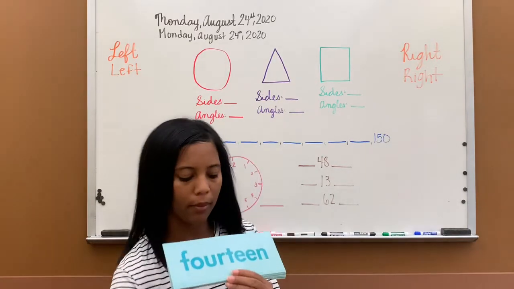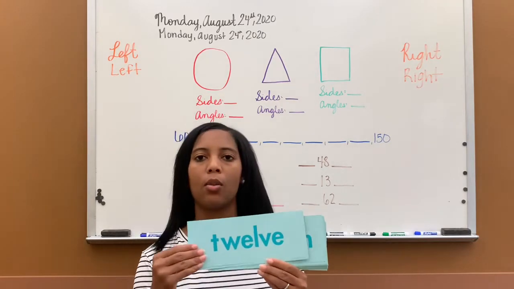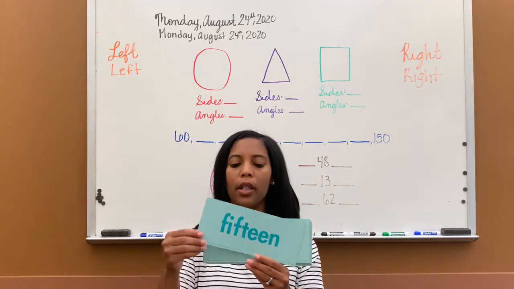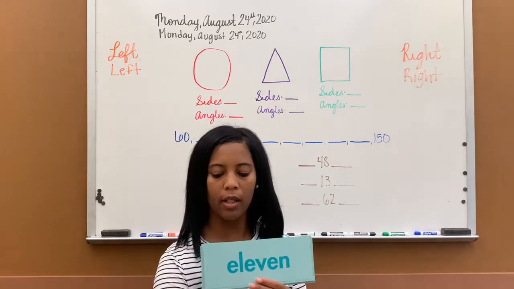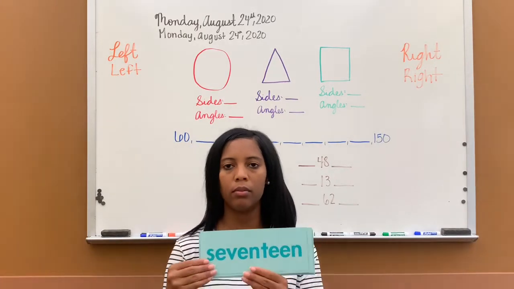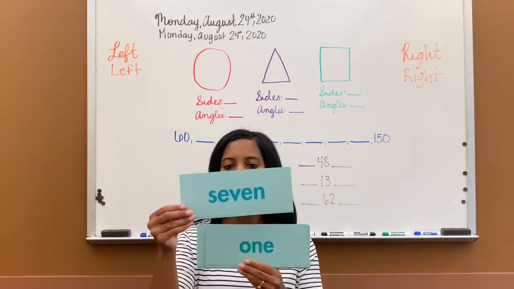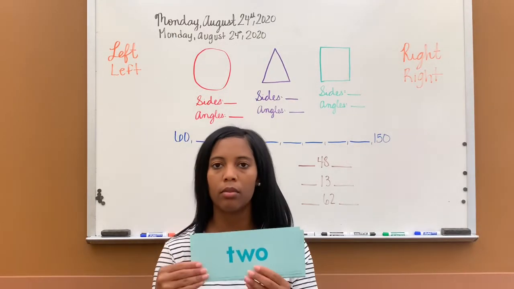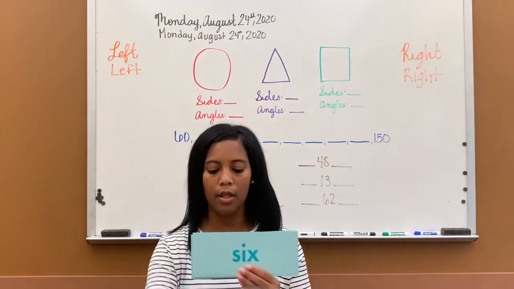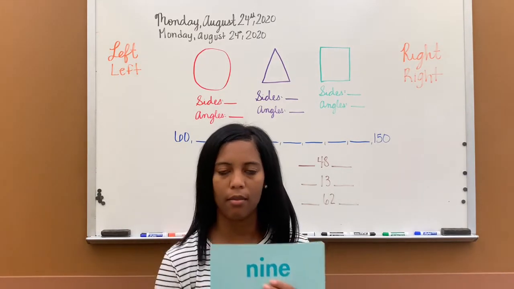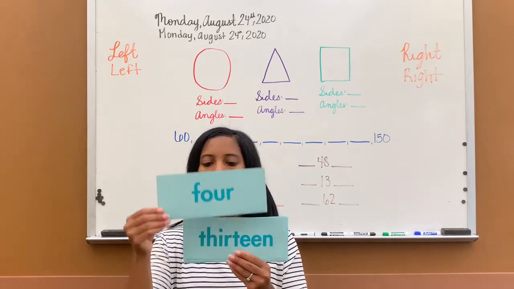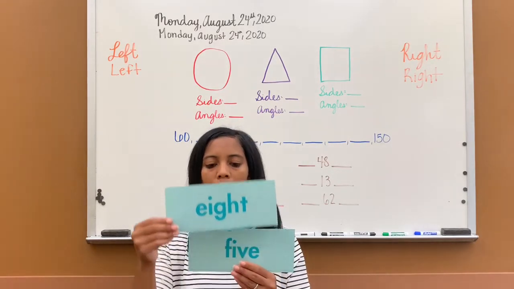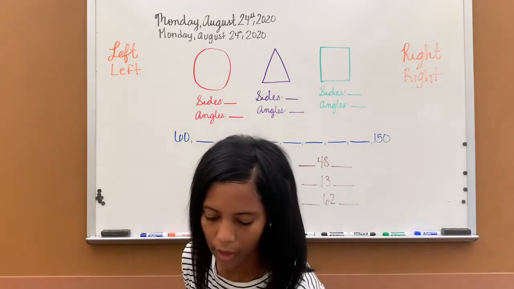Let's go. 3, 14, 12, 18, 16, I hope you're reading them before me, 15, 20, 11, 17, 7, 1, 10, 2, 0, 6, 9, 4, 13, 19, 8, and 5. Okay, good job.